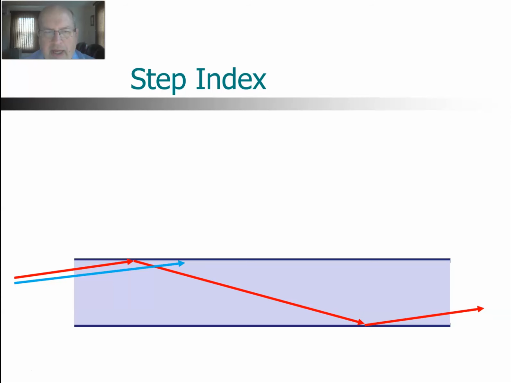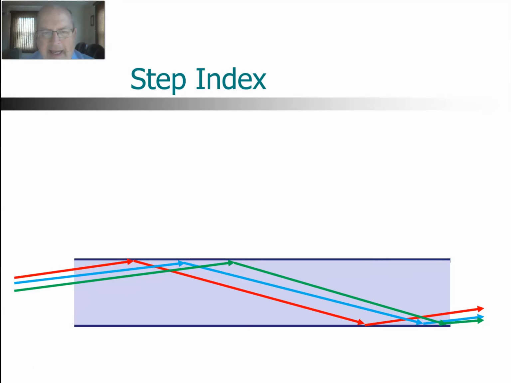The problem with that is if you have light that hits it at different places, you can actually wind up with several different paths for the light to take. And when you have several paths like that, at the end of your fiber, they're going to combine and give you the total amount of light, but they may not be totally in phase.